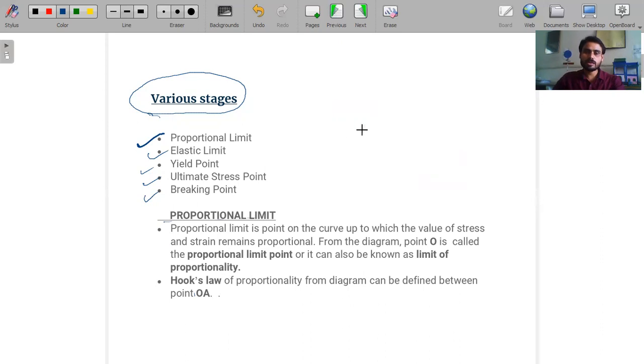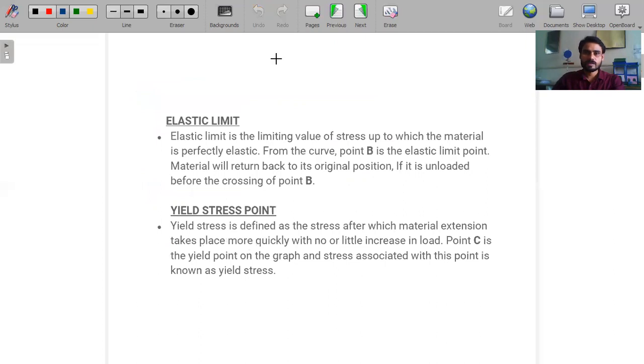And what is Hooke's law? According to Hooke's law, stress is proportional to strain within the elastic limit. The second one is the elastic limit. Within the elastic limit, the material shows elastic nature. After the application of load, the material will deform, but after the removal of load, the material will regain its shape and size up to that point. The point B is the elastic limit point.